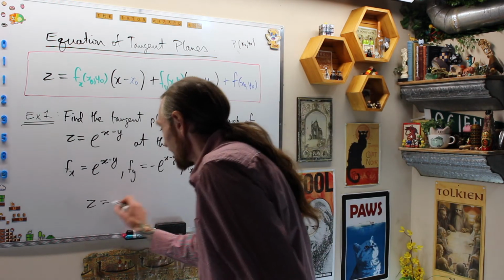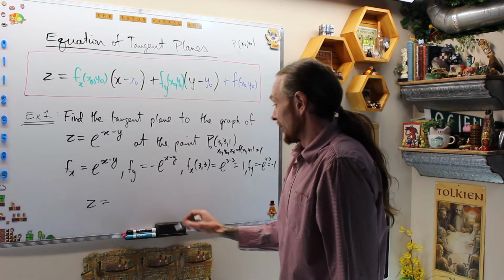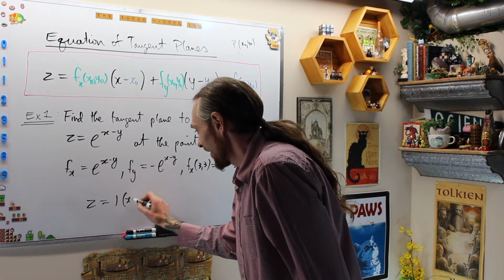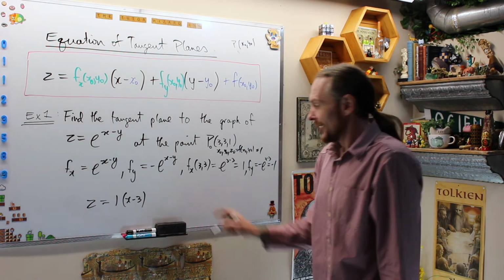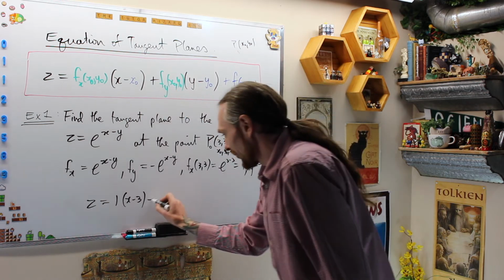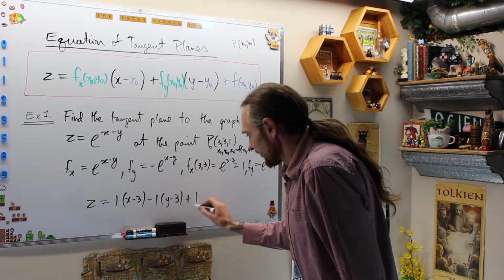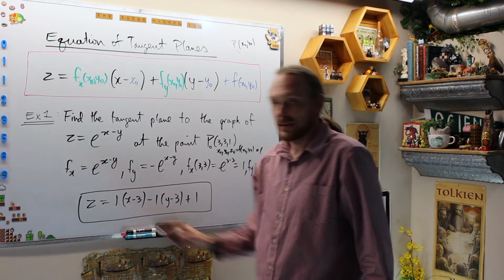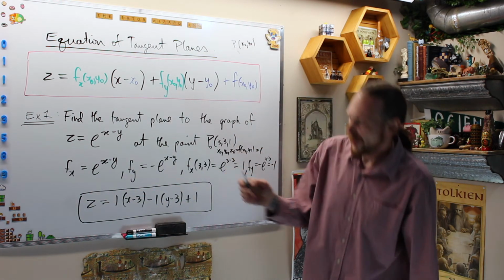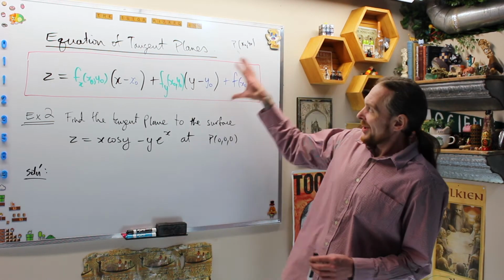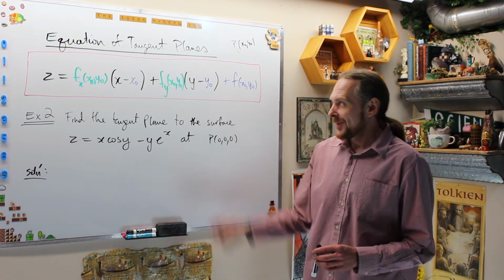The tangent plane is z is this hot mess. 1 times x minus 3, my point, plus this hot mess, negative 1 times y minus 3, plus, oh, what is it? Plus 1. This is the equation of the tangent plane. Let's do one more. Good. I probably could have erased that. We might not need it anymore, but there it is every time.